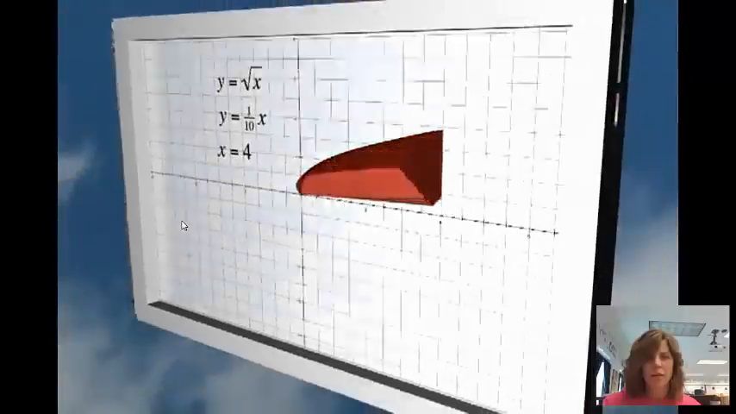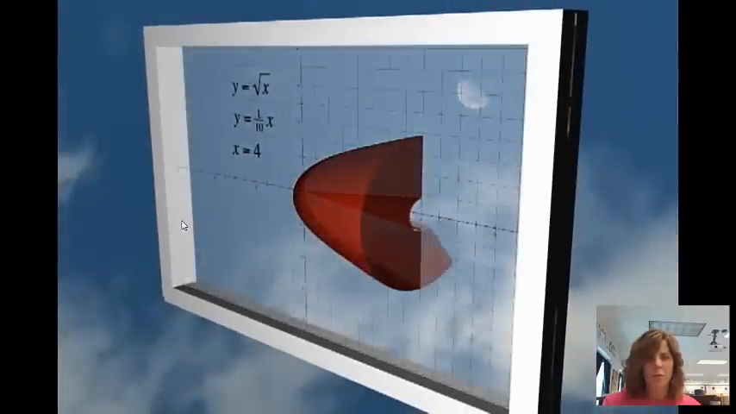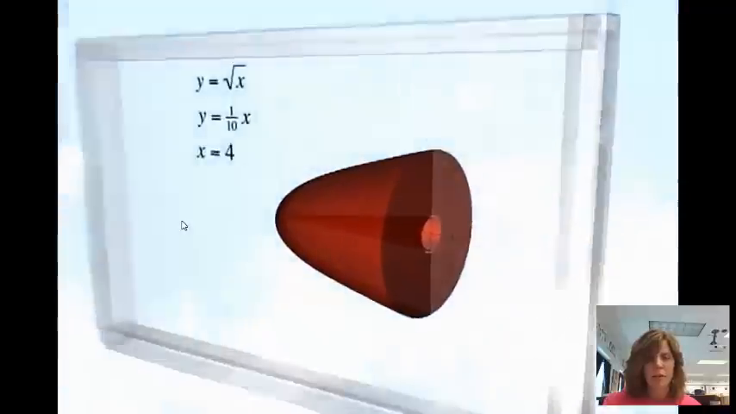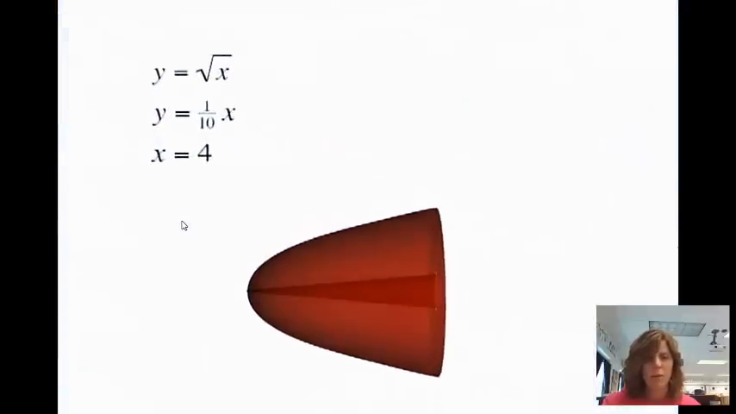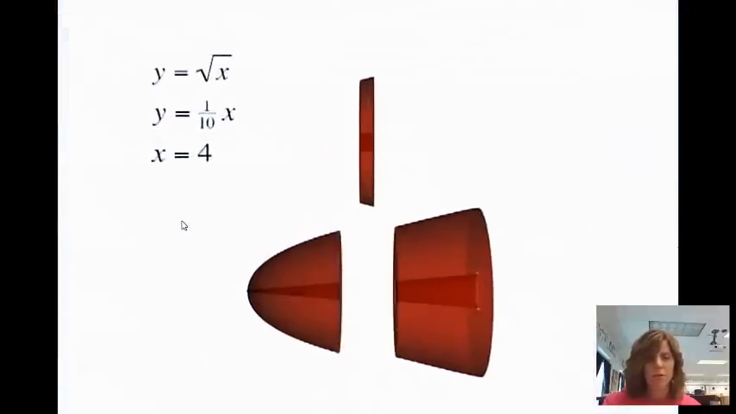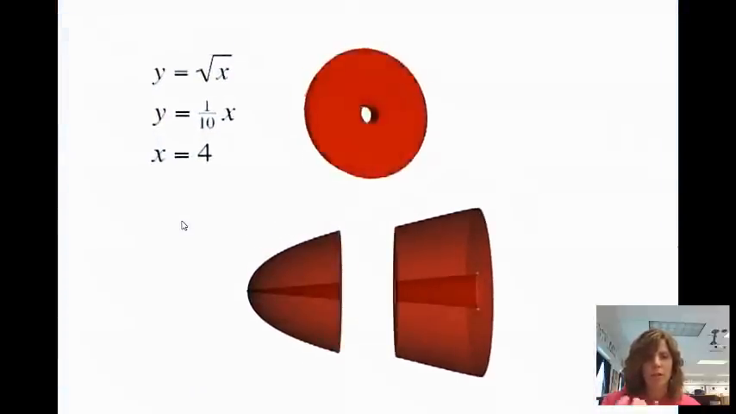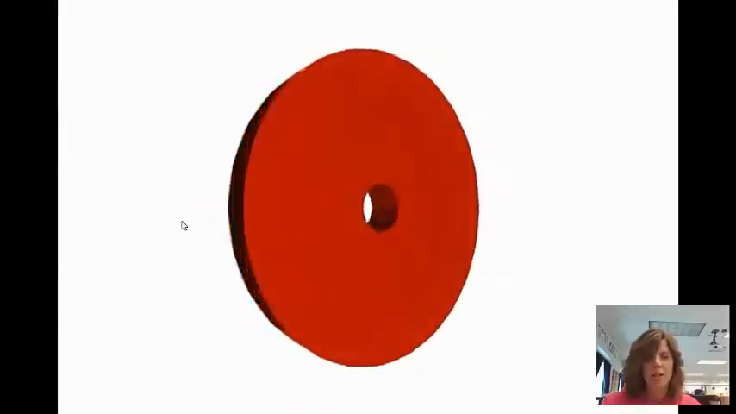And now we're going to turn our paper. What we're going to do is rotate it about the x-axis. Notice it turned a two-dimensional shape into a three-dimensional shape. Especially when we do the disc method, we're going to pull different little discs out of there, find the area of each of those little discs, and then add all those areas together.